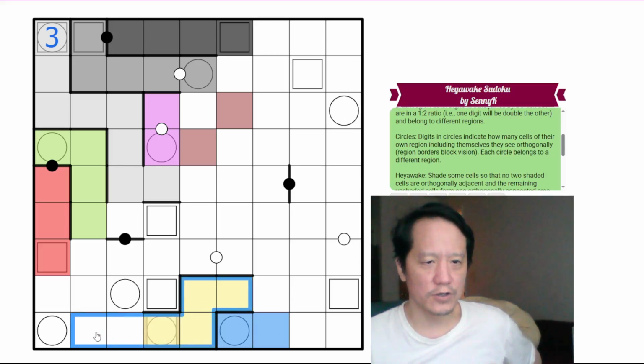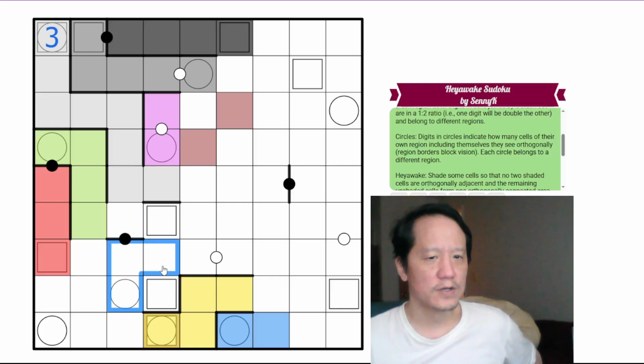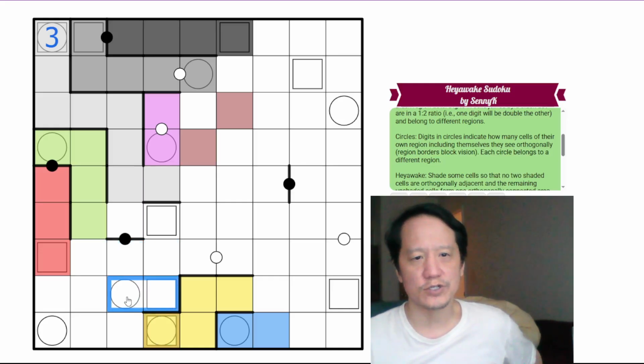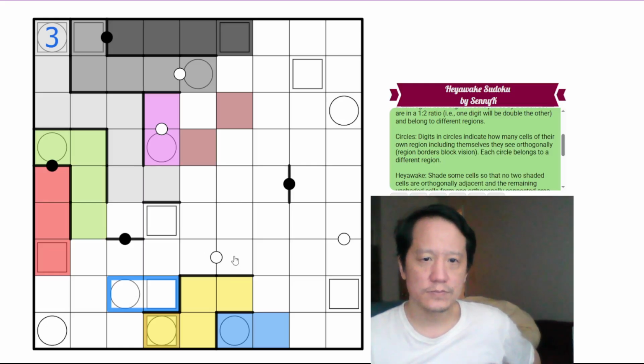Yellow, there's no way yellow can have this many cells. No, it'll block off red if that's the case. These have to go out somewhere. This circle has to go out somewhere, and therefore these are the same region. We'll make this, I guess, orange. And therefore this must be part of red. Orange has to go out.